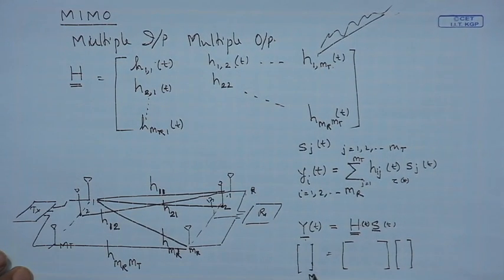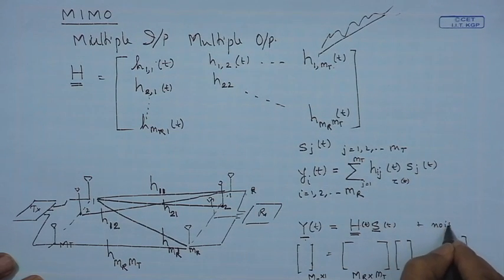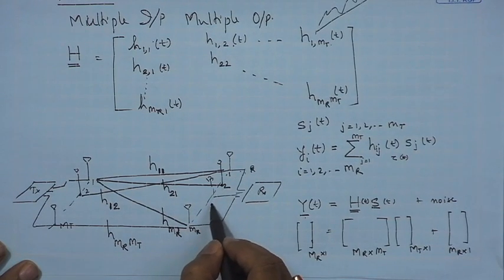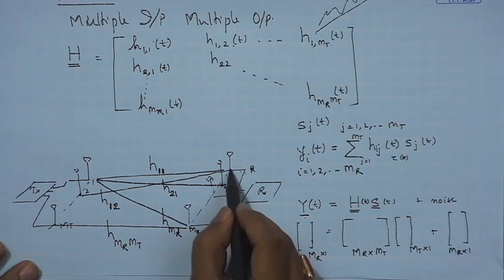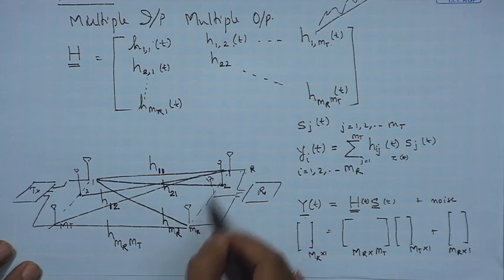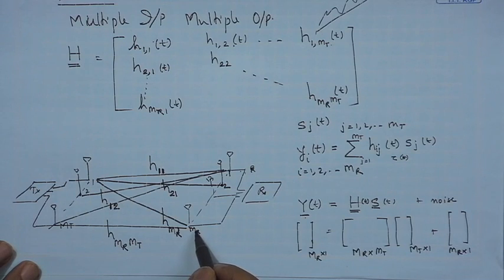The size of this is MR cross 1. The size of this is MR cross MT. The size of this is MT cross 1. And of course, there is noise. And noise is naturally MR cross 1 because there are MR number of received links. So that means this one is y1, y2, y3 up to y_MR, and each received signal here is a combination of the transmitted signal from all the transmit antennas. The MRth received signal is also a combination of the signal that is received from all the transmit antennas. So in this way, you could represent the received signal when transmitted from a multiple input, multiple output system.